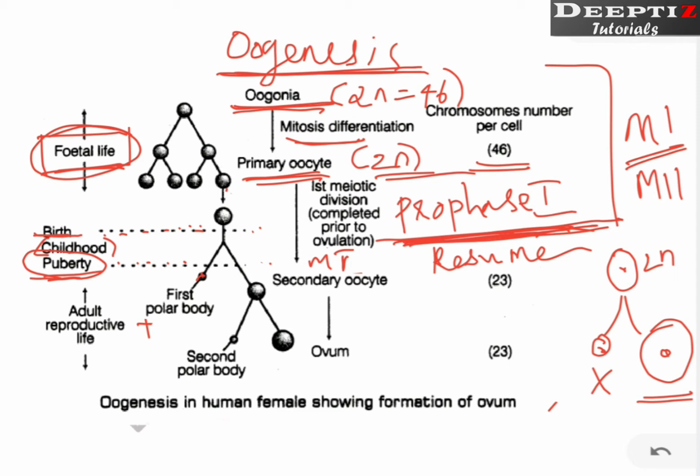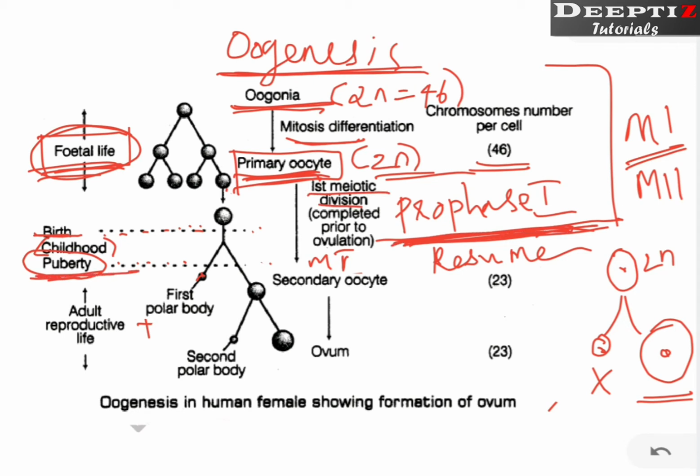The baby is delivered. During childhood there is no development, right? At birth there is no change. Always remember, no new primary oocyte is formed after birth. In a female, all the primary oocytes are formed by the time of birth. Once the baby is born, no new primary oocyte is developed. All primary oocytes are ready in fetal life itself, and they undergo meiosis 1, the first meiotic division, and are arrested at prophase 1.